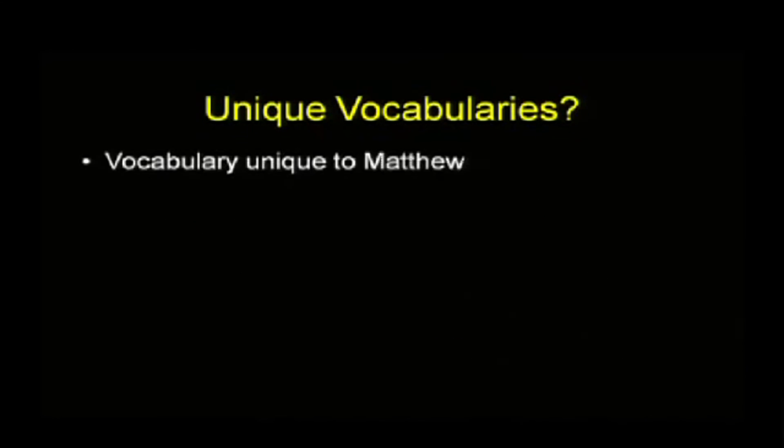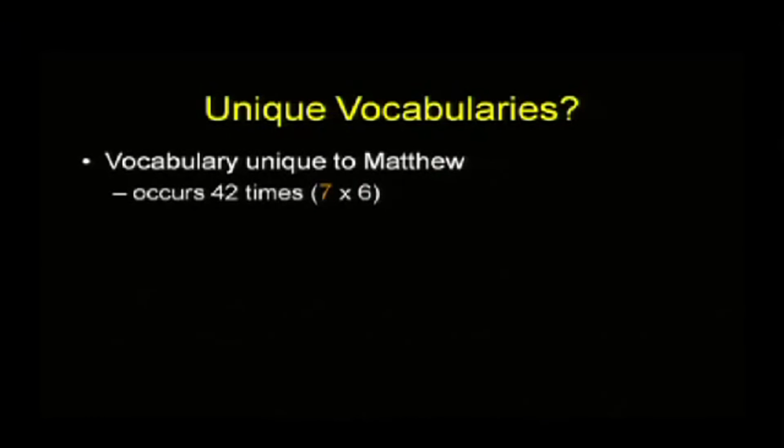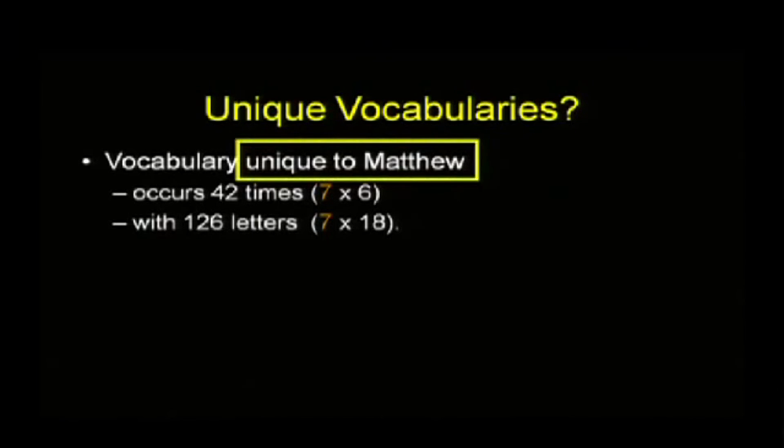But here's the one that's interesting to me. The vocabulary in the Gospel of Matthew that is unique to the Gospel of Matthew happens to be a multiple of 7. It occurs 42 times, that's 7 times 6. It has 226 letters, that's 7 times 18. And that's the only property that these words have, that they are unique to the Gospel of Matthew. And they come out precisely as a multiple of 7. You with me so far?